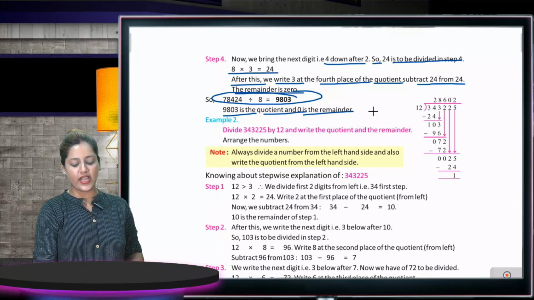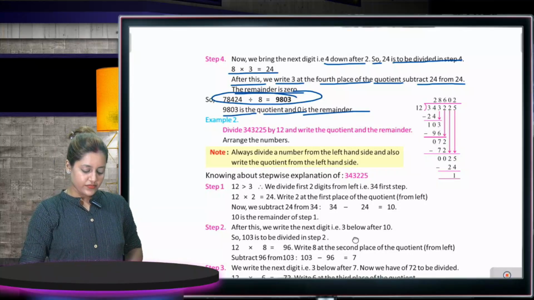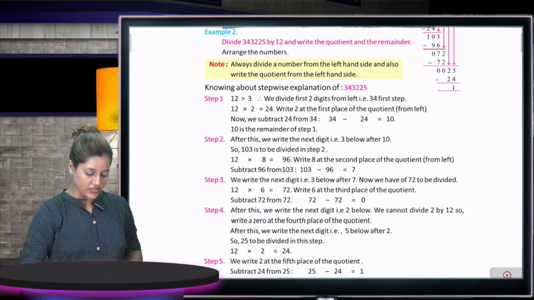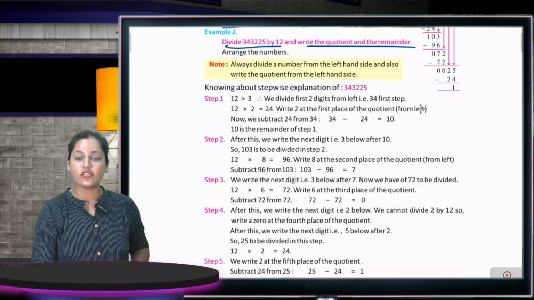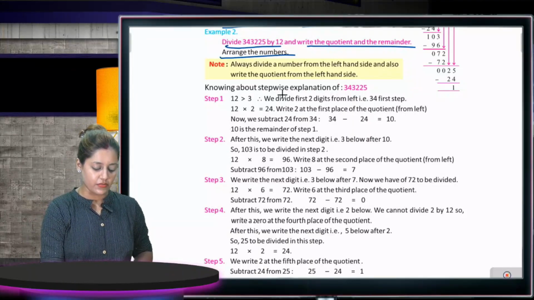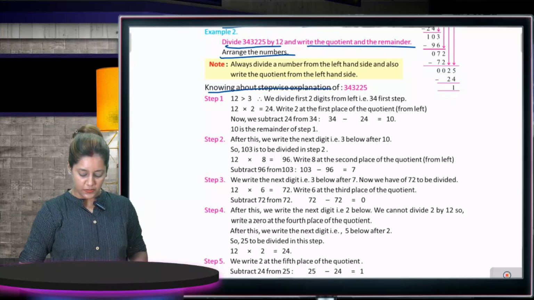9803 is the quotient and 0 is the remainder. Next is your example. Divide this by 12 and write the quotient and remainder. Arrange the numbers. Let us see a step-wise explanation of this.